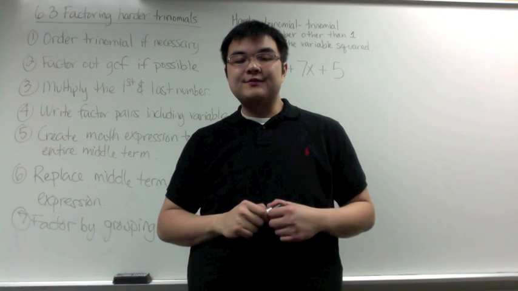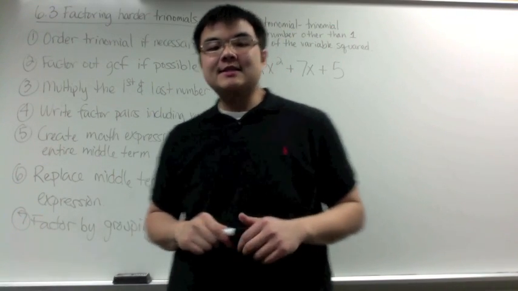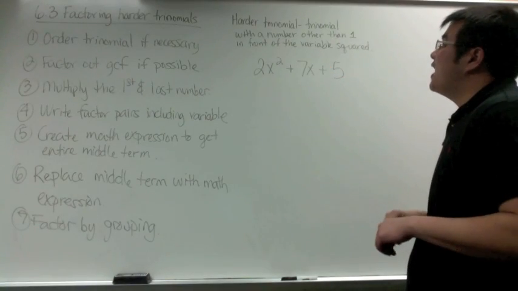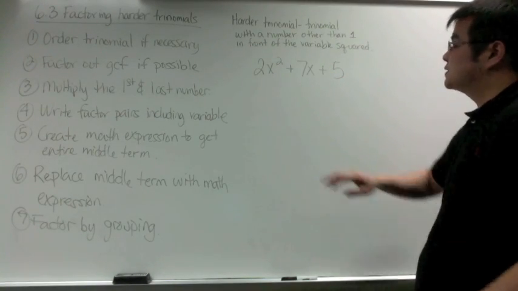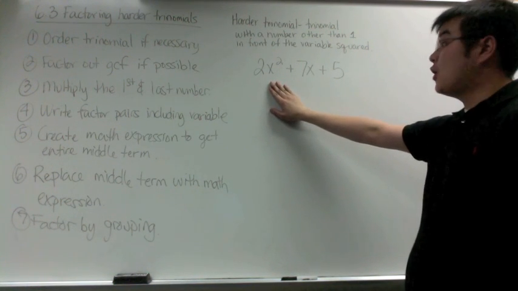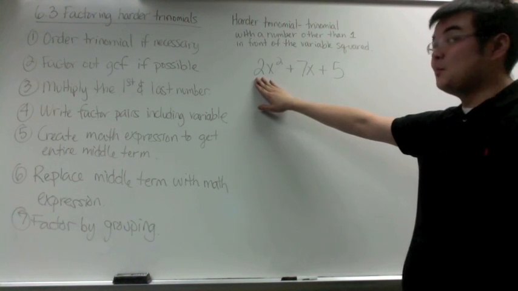These are the video notes for section 6.3, factoring harder trinomials. Before we get to the steps, I want to explain what a harder trinomial is. It's a trinomial with a number other than 1 in front of the variable squared. So 2x squared plus 7x plus 5 would be considered a harder trinomial because we have a number in front of the x squared that's other than 1.